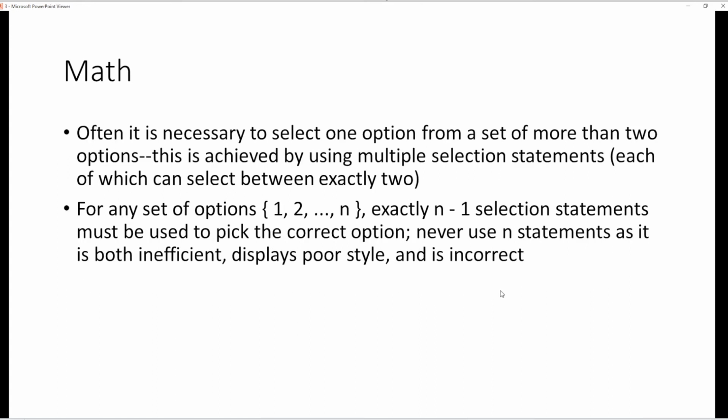If we have multiple options from which to select, there is a mathematical determination for how many tests we need to execute to determine that option. If we have n options, we must have exactly n minus 1 selection statements. For example, if we have 3 options, we must have 2 tests. The first test would eliminate one option. The second test would eliminate a second option, leaving the third option as the only remaining possibility, which must be selected.